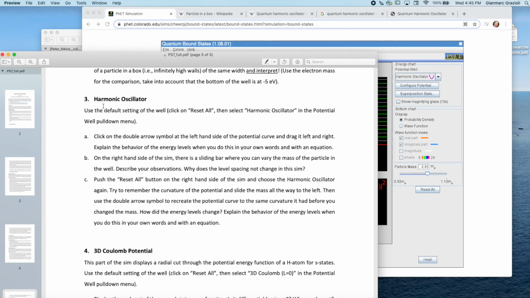All right, so if we look at 3b now, so we're done with 3a, let's look at 3b. On the right-hand side of the sim, there's a sliding bar where you can vary the mass of the particle. Describe your observations. Why does the level spacing not change in this sim?